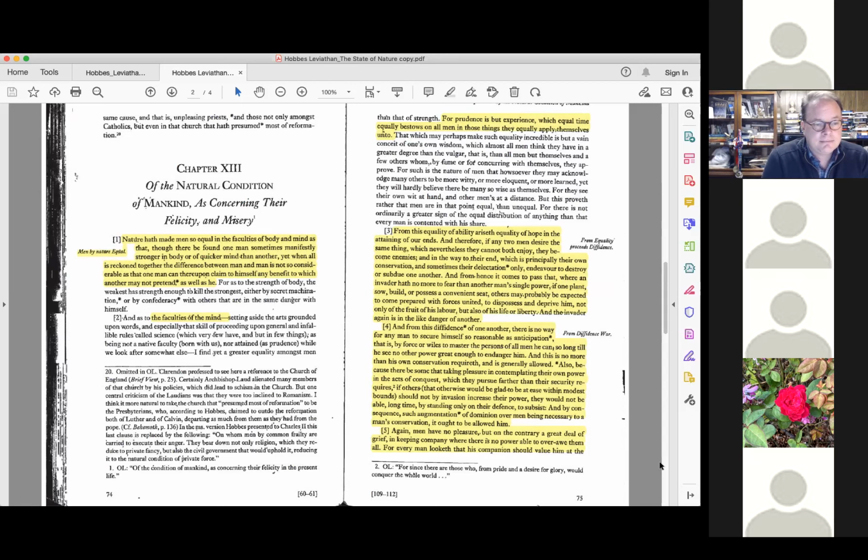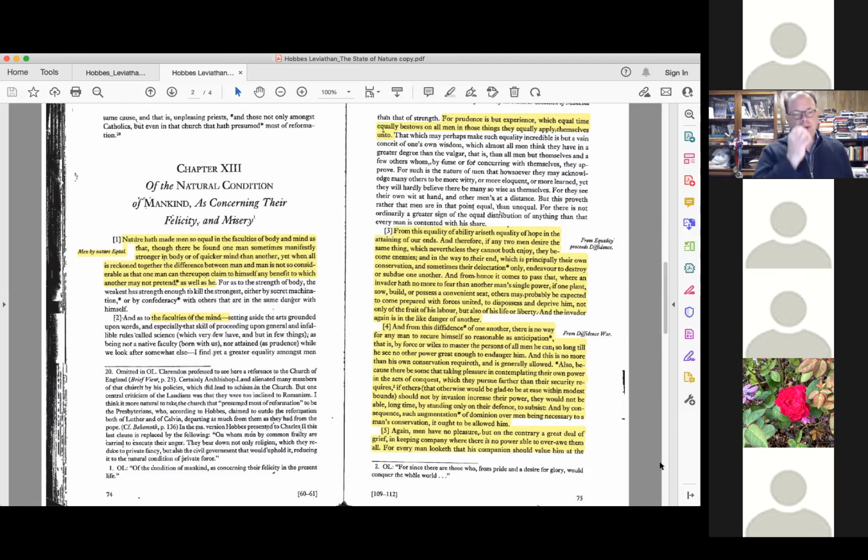Nature hath made men so equal in the faculties of body and mind, as that though there be found one man sometimes manifestly stronger in body or of quicker mind than another, yet when all is reckoned together, the difference between man and man is not so considerable as that one man can thereupon claim to himself any benefit to which another may not pretend as well as he.